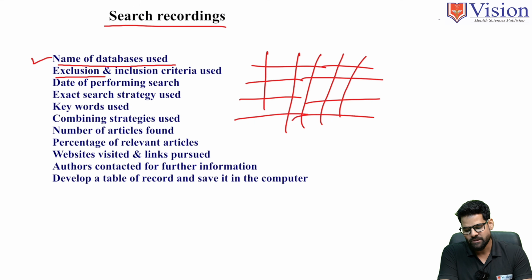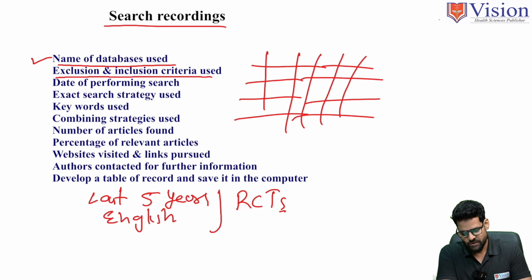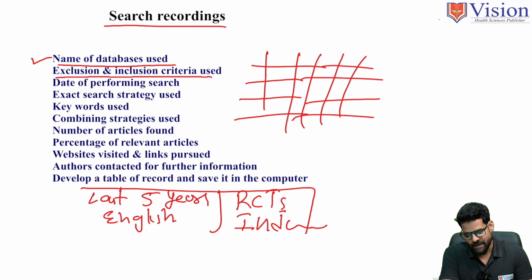What were the inclusion or exclusion criteria used? Like, what is that inclusion criteria? For example, I just want to study the last 5 years only, English articles, only controlled trials, only RCTs, only Indian studies. That could be my inclusion criteria.